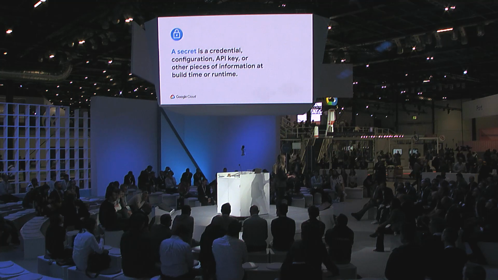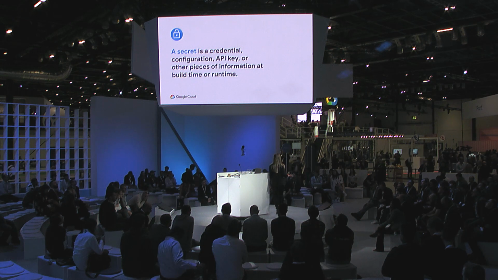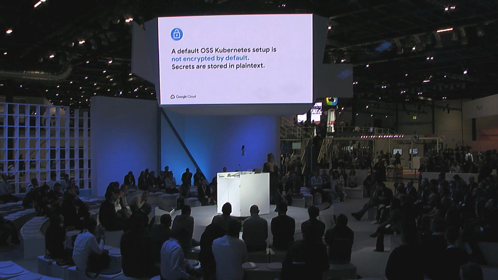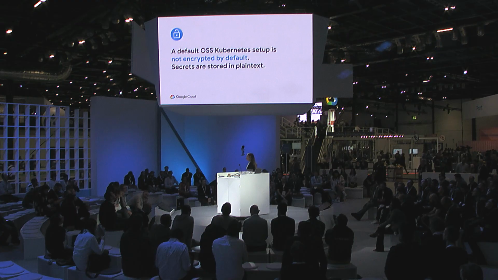But boot disk and control planes cannot be protected with CMEK. The second use case is secrets. So we consider secrets credentials, configurations, APIs, or other sensitive information that you might need at build time. So you might say, aren't secrets already encrypted in etcd? They're not. They're base64 encoded, which is not encryption. So anyone with access to your etcd database or backup of that has access to your plain text secrets.